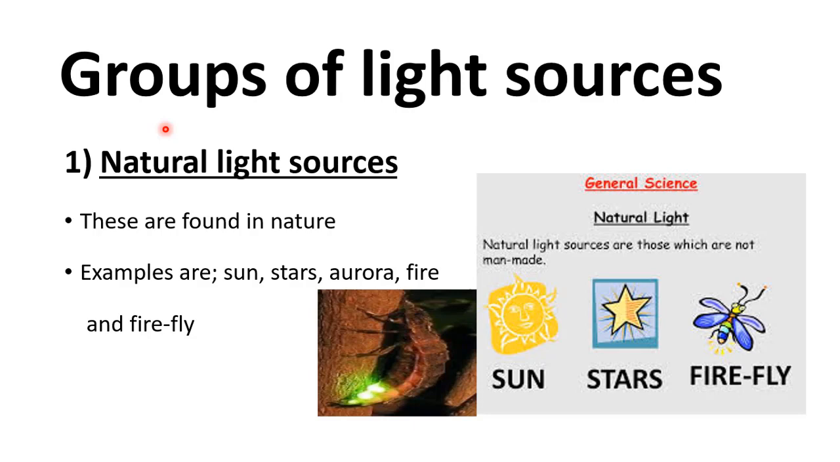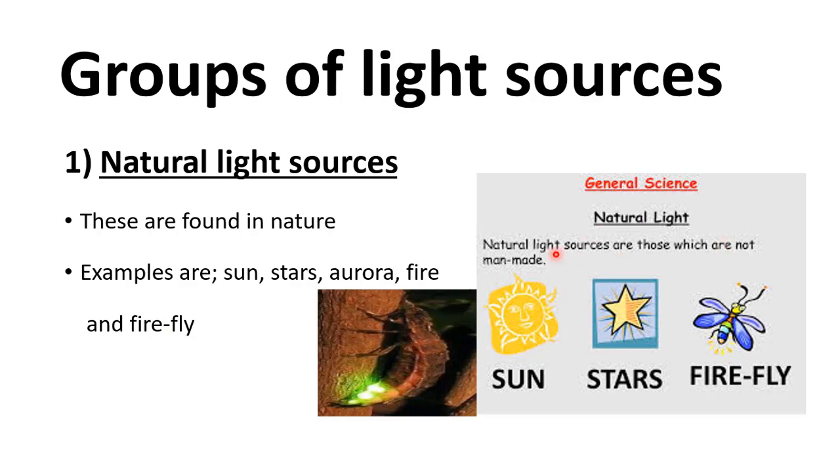So natural light sources, these are sources which are found in nature. These are natural sources which produce light on their own. They produce light because of the way they were created. Examples are the sun. Sun is a natural light source. Stars, aurora, fire, and fireflies.